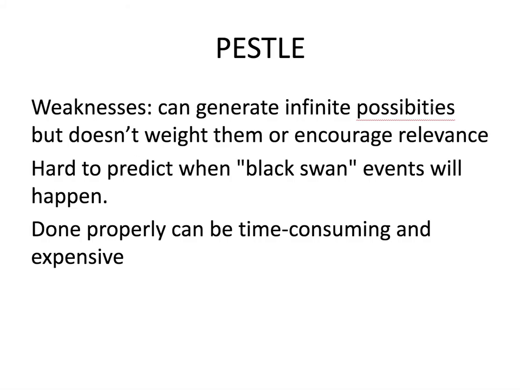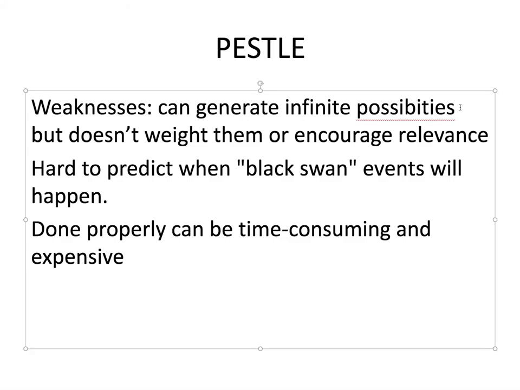But the problem is, well, there's a number of problems. That's right. There's a number of problems with it. Firstly is, just done on its own without a purpose, it can generate infinite possibilities, but doesn't necessarily encourage you to think about which is the most relevant factor and which is the most likely to actually happen. PESTLE is very poor at predicting what we might call black swan or one-off events. It's very difficult to predict the unpredictable, and this can leave some organisations with a false sense of security.